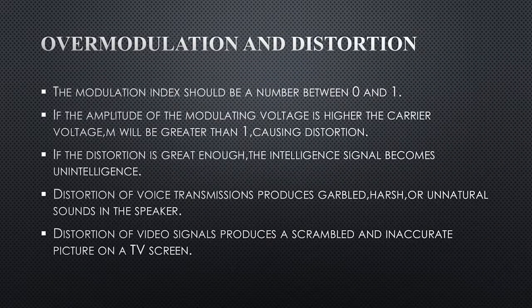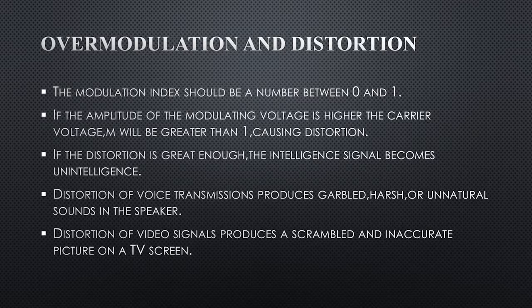We are now talking about overmodulation and distortion. The modulation index, M, should be between 0 and 1. If the amplitude of the modulating voltage is higher than the carrier voltage, M will be greater than 1, causing distortion. If the distortion is great enough, the intelligence signal becomes unintelligible.